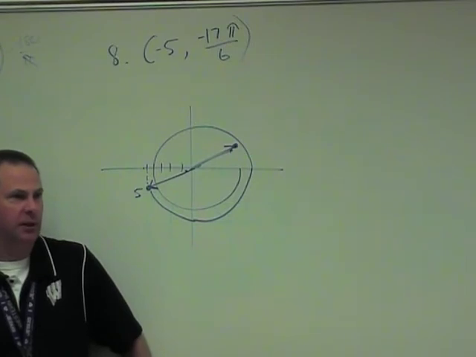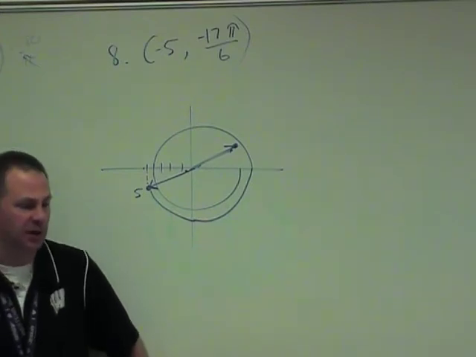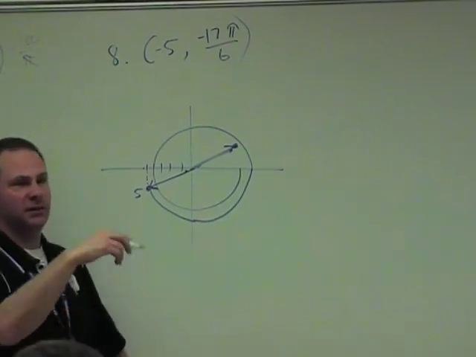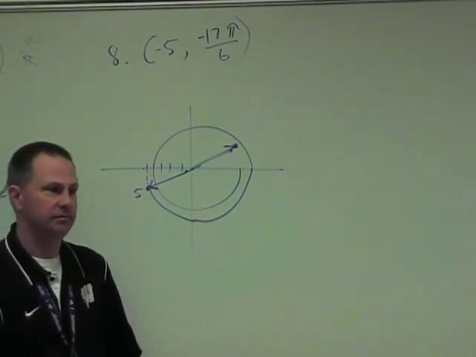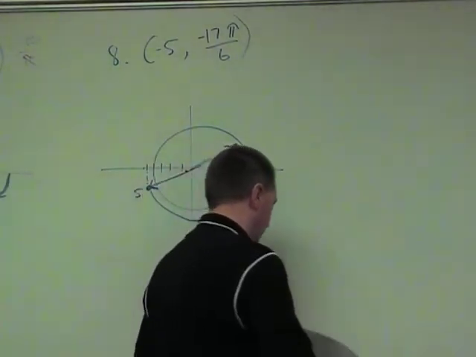Multiply it by 180 over pi. The pi's cancel. Multiply your numbers by 180 and divide by whatever the denominator is. Okay, we've done this multiple times. Radius, if it's negative, graph it as if it's positive and then go the opposite direction. Okay? All right, so that's how you graph polar coordinates.